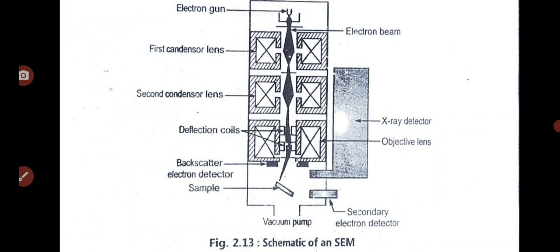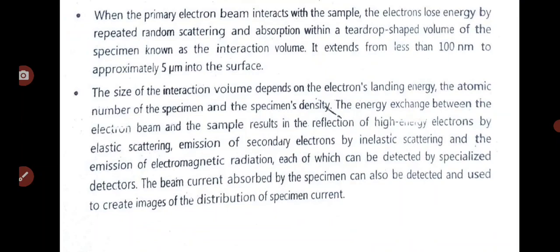After incidence, we have to analyze and understand the detected images, so that the idea of the topography or the surface crystal structure of this sample is clear. So first of all, consider the primary electron beam which interacts with the sample, which is emitted from the tungsten filament.